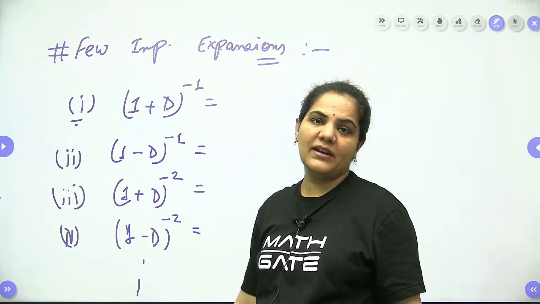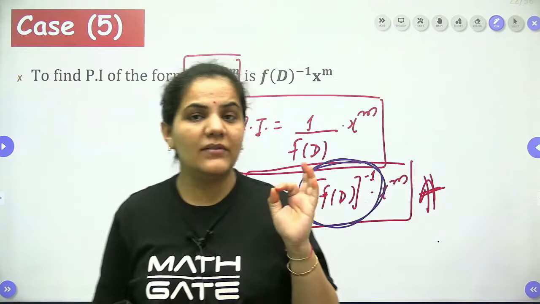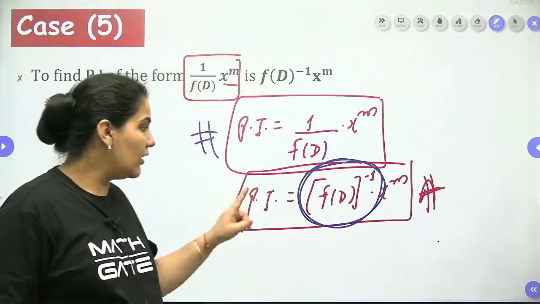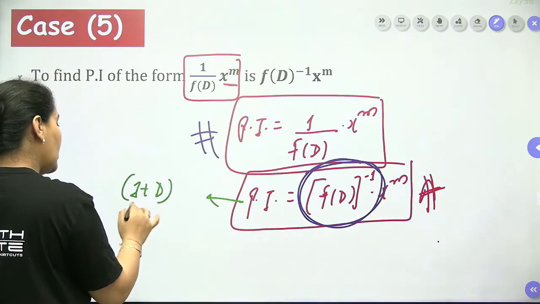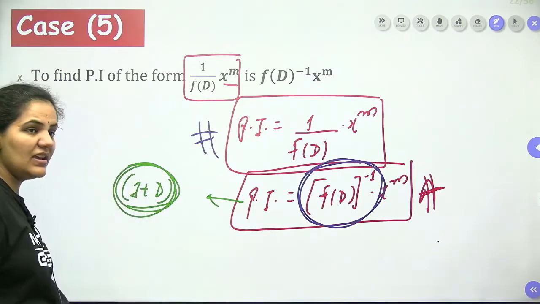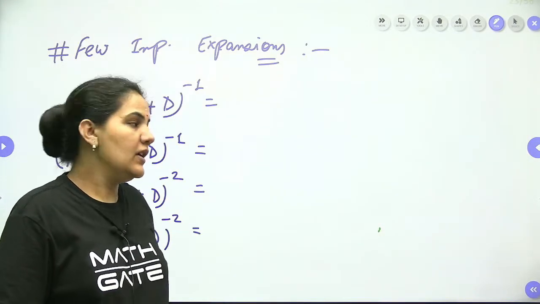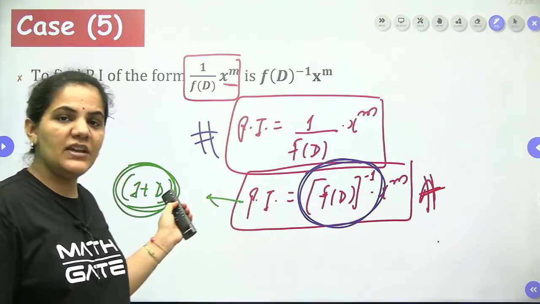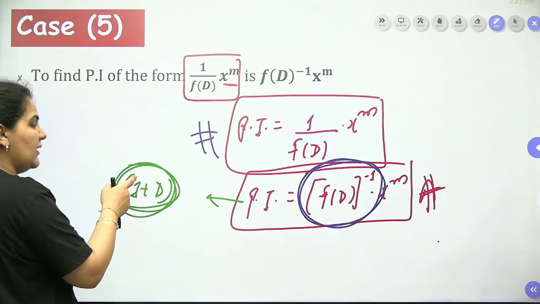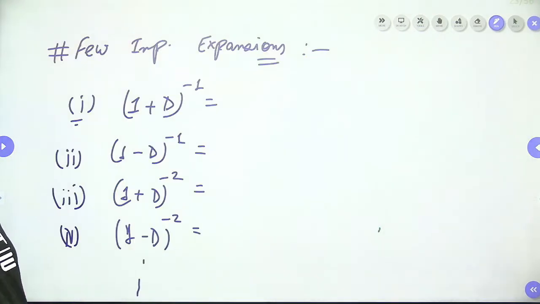So (1 plus D) power minus 1, we always have to convert. It means, dear students, whatever f(D) we have, we always have to convert that f(D) in the form of 1 plus D form. Then only we can approach these expansions. So we have to convert the f(D) in the form of 1 plus D always. If there is no form 1 plus D, then we have to take something common. So it will be (1 plus D) power minus 1.